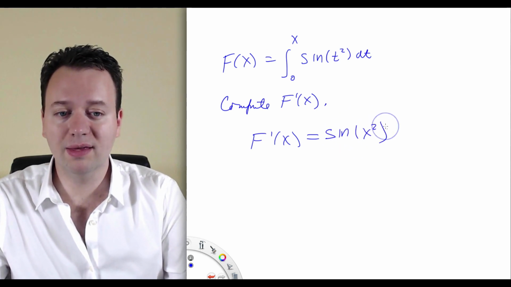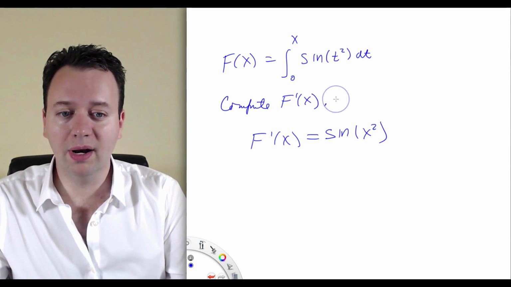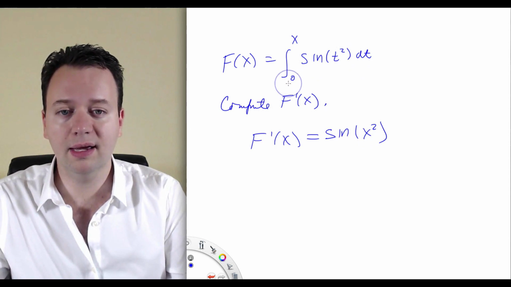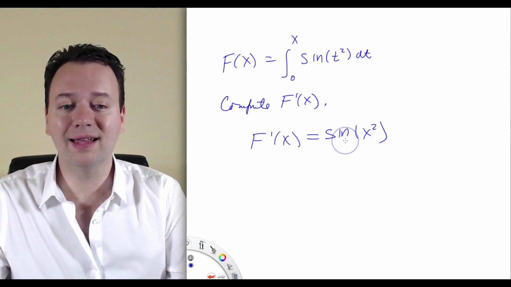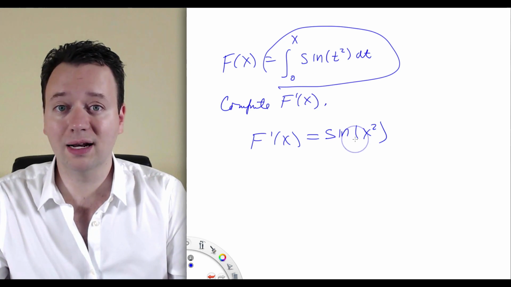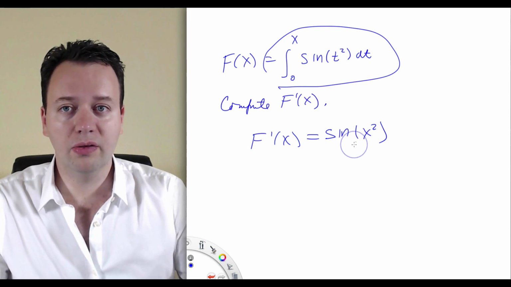Right, so if I integrate this function from 0 to x, and I'll have to change the variable of integration, sine of t squared dt, integrate that from 0 to x, I get the antiderivative of sine of x squared, which means if I take the derivative of this guy, I just get sine of x squared. So that's how this works.